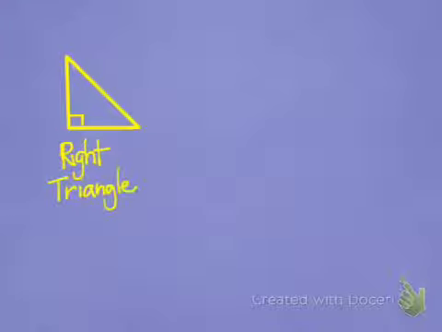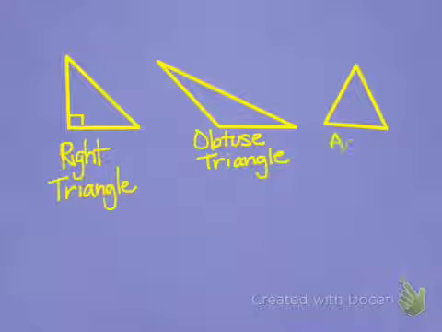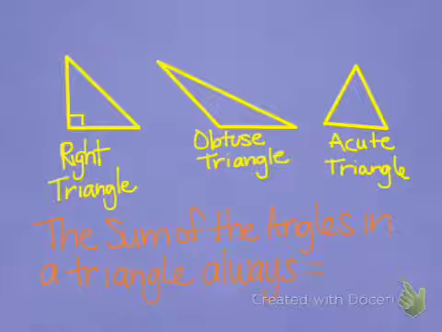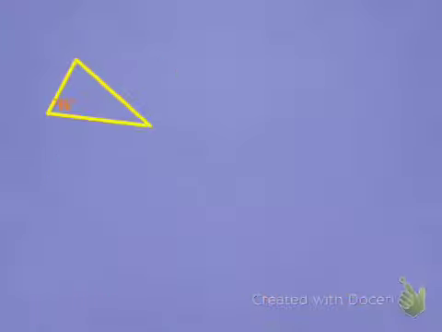Talking about triangles, this is a right triangle, this is an obtuse triangle, and this is an acute triangle. A right triangle has exactly one 90-degree angle. An obtuse triangle has exactly one angle that's bigger than 90 degrees. An acute triangle has all three angles less than 90 degrees. The sum of the angles in a triangle is always equal to 180 degrees.